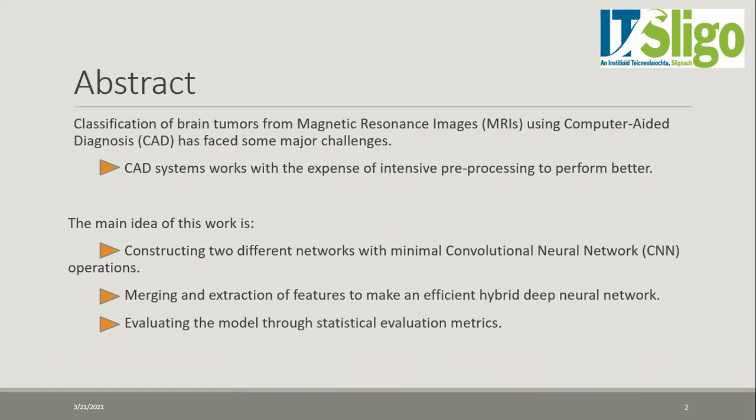CAD systems that work with intensive pre-processing produce better results as compared to those CAD systems which use no pre-processing or minimal pre-processing. The main idea of this work is to construct a two neural network method that produces an architecture that works as a fusion of hybrid deep network architecture. Evaluation of the deep model through statistical analysis made this work stronger in terms of achieving higher accuracies.